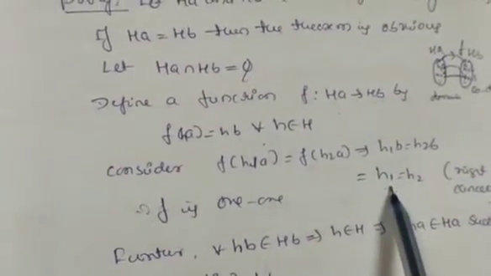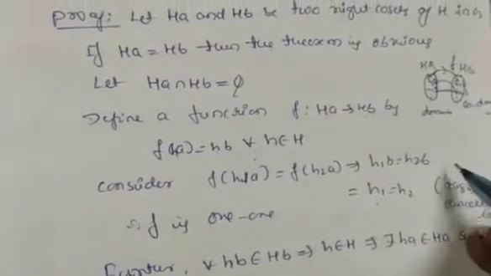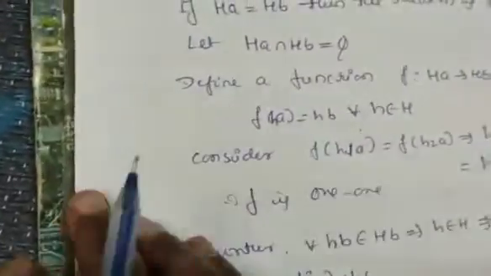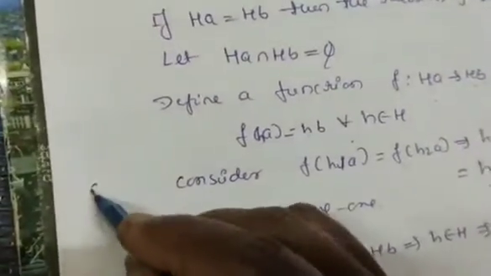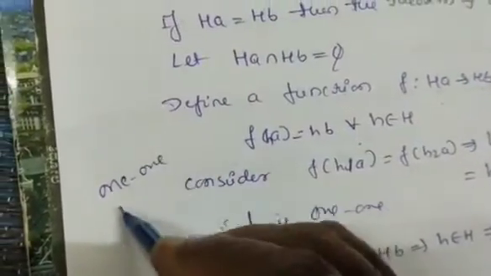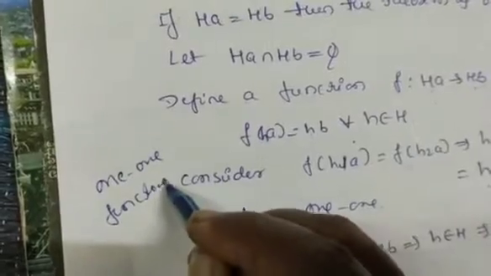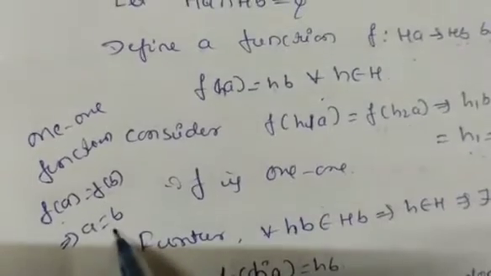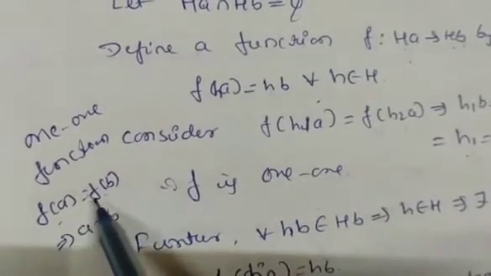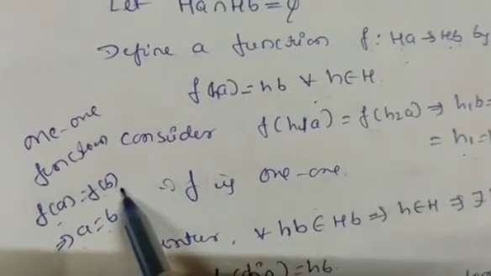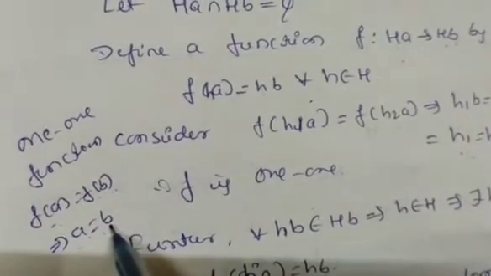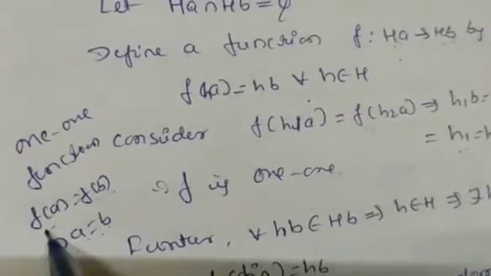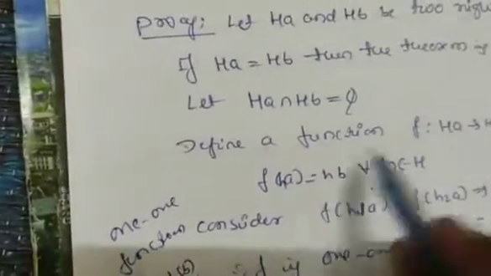So we know the definition of a 1-1 function, which you have studied in your previous class. 1-1 function means if f of a is equal to f of b, then this implies a is equal to b. If the images are equal, then the elements are also equal. Here f of a and f of b are the images of a and b under the function defined by f.